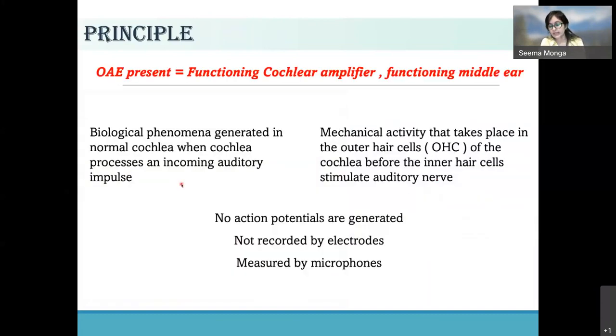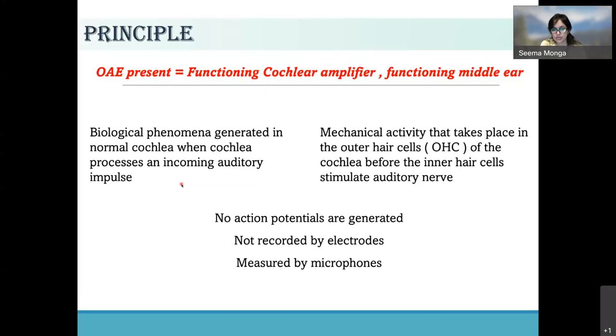So OAE present, the audiologist did the test with a newborn baby, OAE was present. What does it mean? It just means that cochlear amplifier is functioning and the middle ear is functioning, because for sound to reach the external auditory canal, we need the middle ear. Cochlear generated, it went to the middle ear and then to the external auditory canal. So it means two things. The cochlear amplifier is normal and the middle ear is normal. It does not mean that the entire auditory pathway, auditory nerve, superior olivary complex is normal. No, just the cochlea and the middle ear.